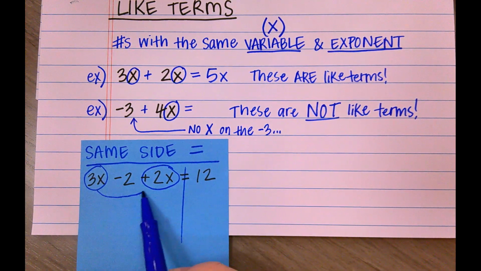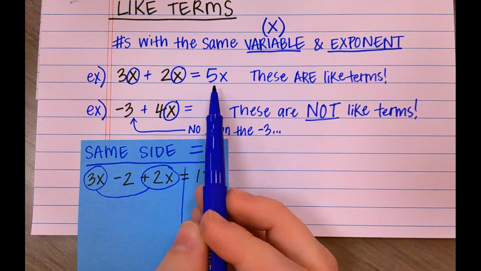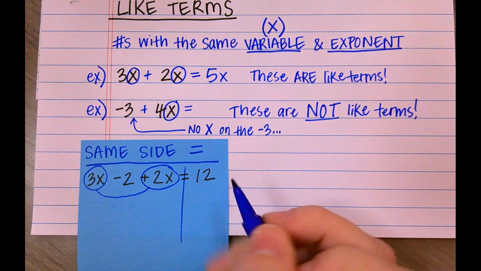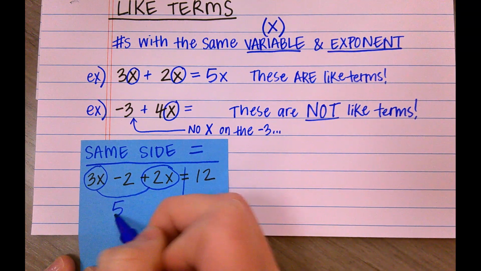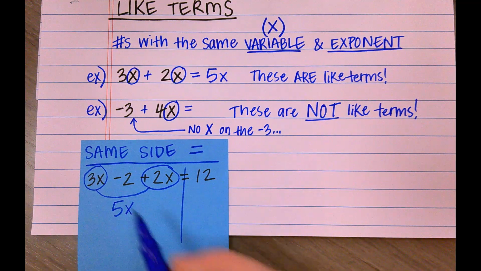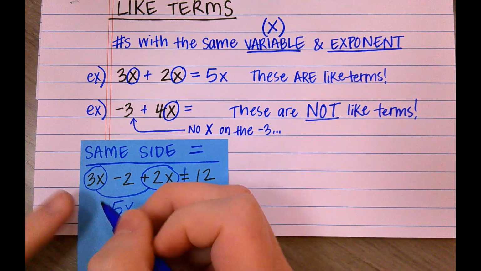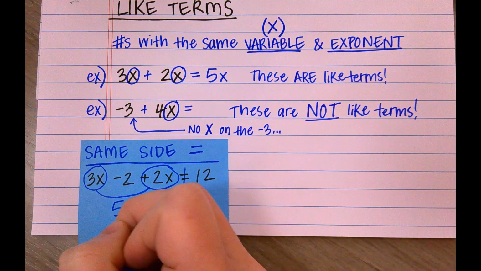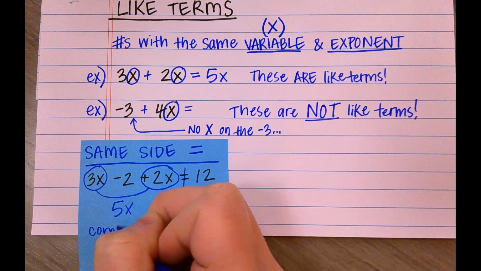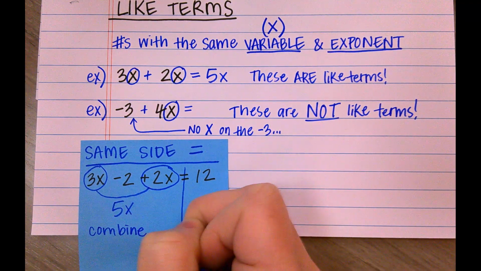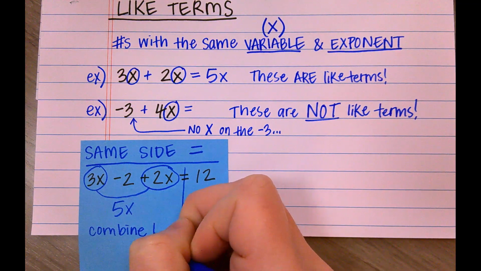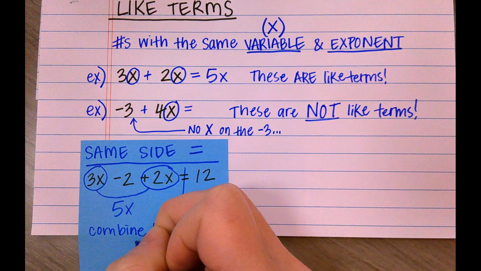So whenever I add these together, 3x plus 2x is 5x. Then everything would come down, right? So on the same side, we combine by just adding together. So I'm going to say combine like normal.